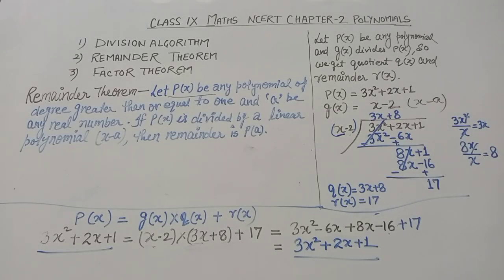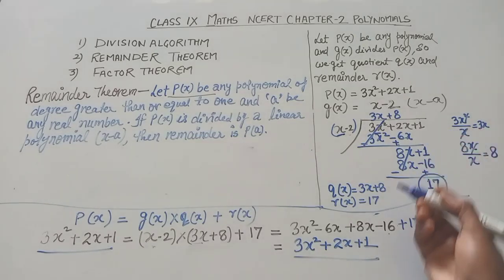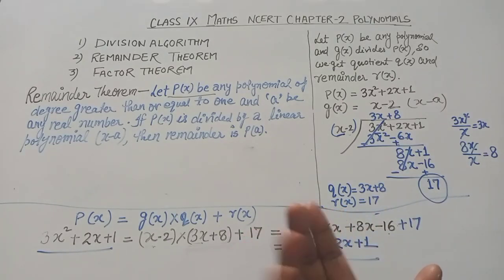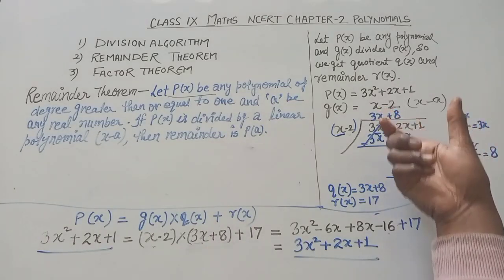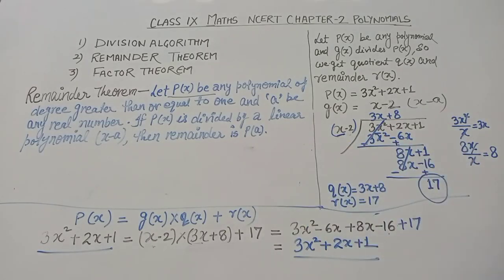How much remainder came here? Taking the same example, 17 came. Now, what is the need to make it so long? If the exam asks: find the remainder of the given polynomial if it is divided by g(x), where p(x) is given and g(x) is given, find the remainder. If I have the remainder theorem and there is no condition to use the division algorithm, then why should you use the long division method? We should use the remainder theorem. So let's check the remainder theorem.